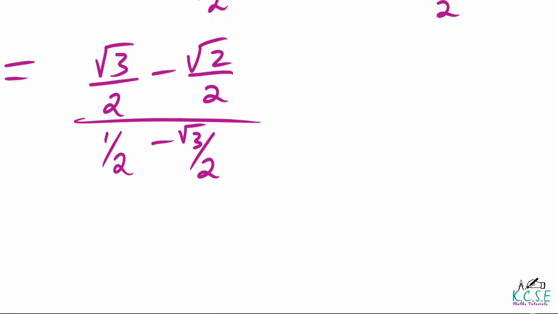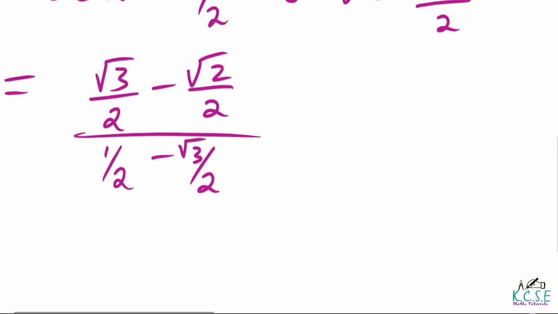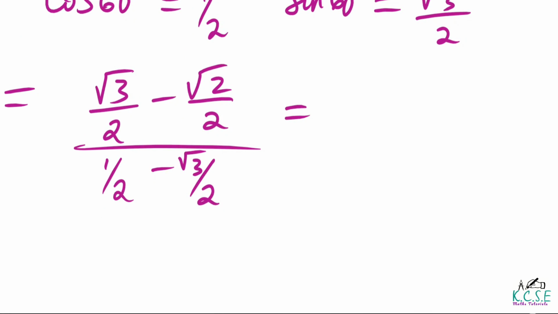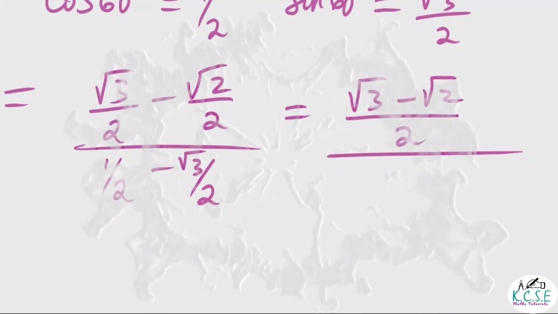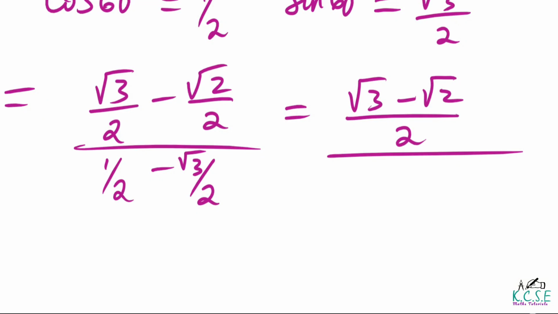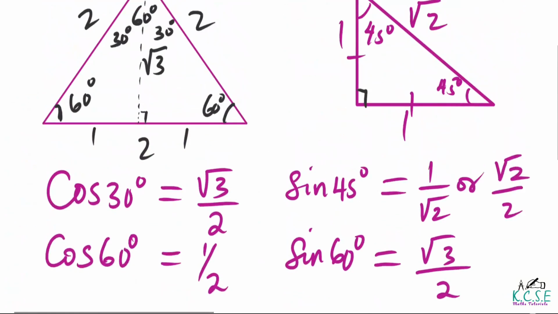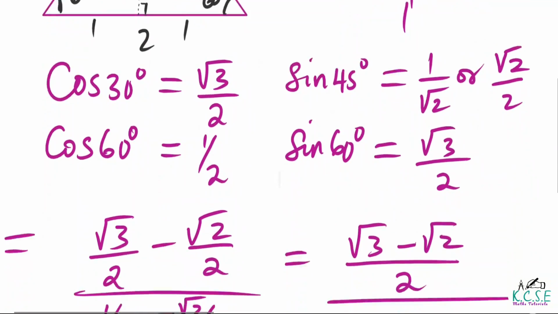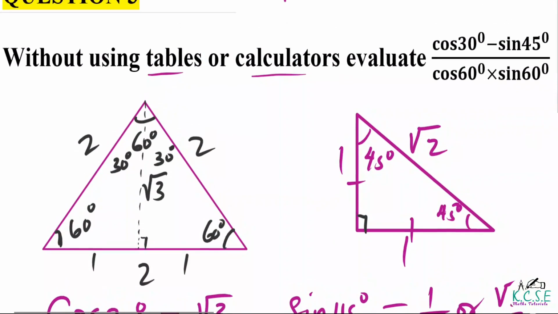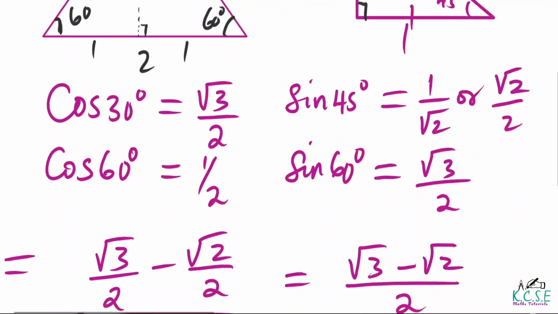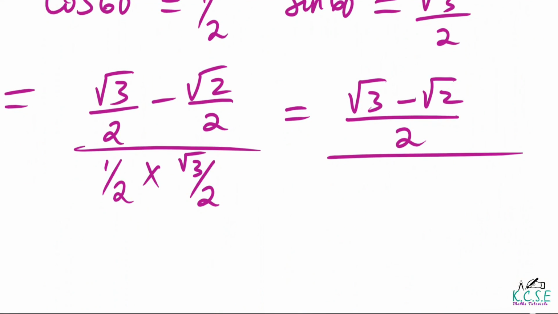So you can go to the numerator. From the numerator, this will be root 3 minus root 2, everything divided by 2. Then we have the denominator. When you work out the denominator, this one is multiplication, I'm sorry. This is not subtraction, there's a mistake here. This is multiplication. From the question, cosine of 60 multiplied by sine of 60. So this gives root 3 divided by 4.